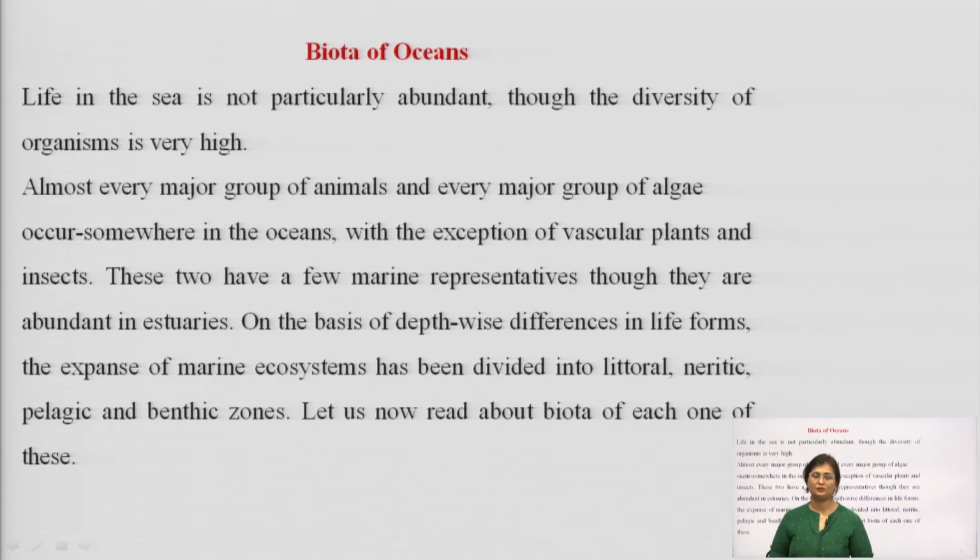On the basis of depth-wise difference in life forms, the expanse of marine ecosystem has been divided into littoral zone, Neritic zone, Pelagic zone and the benthic zone. So, depending upon the depth-wise difference in the life forms, the marine ecosystem can be divided into littoral zone, Neritic zone, Pelagic zones and benthic zones. Let us now read about the biota of each of these zones.